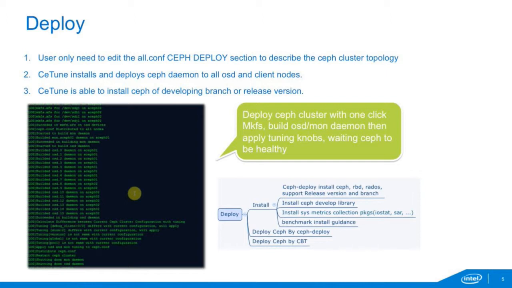So with CeTune, it can automatically deploy the related libraries, including the developer library, and those metric collecting tool packages like sysstat, iostat, SAR, and it can also provide a benchmarking installation guide to help the end user understand the entire thing. And after that, it will deploy the Ceph by Ceph deploy. And currently, it also supports the Ceph benchmarking tool.